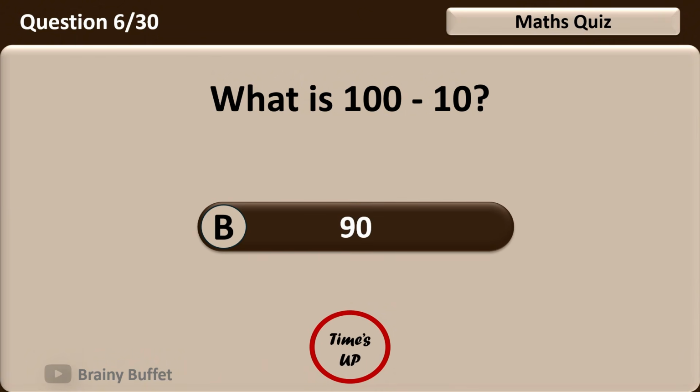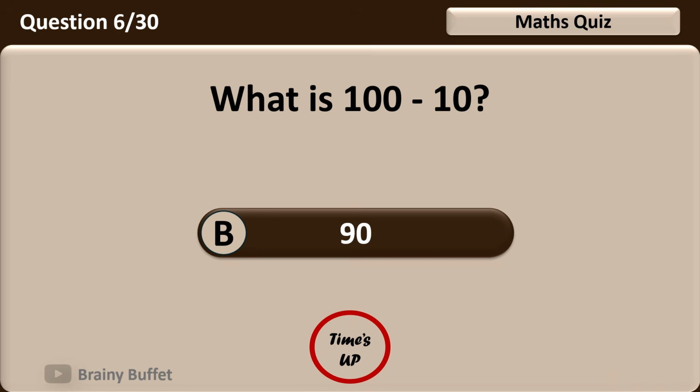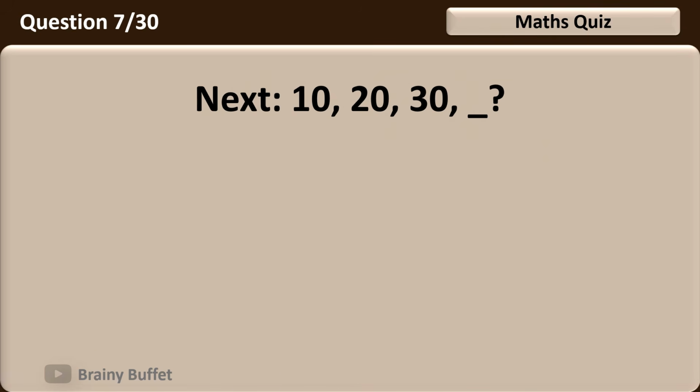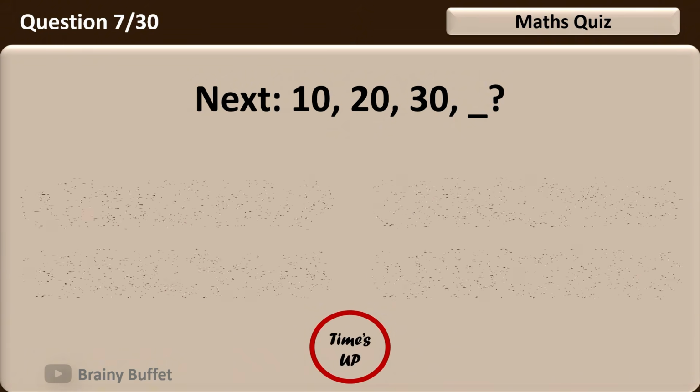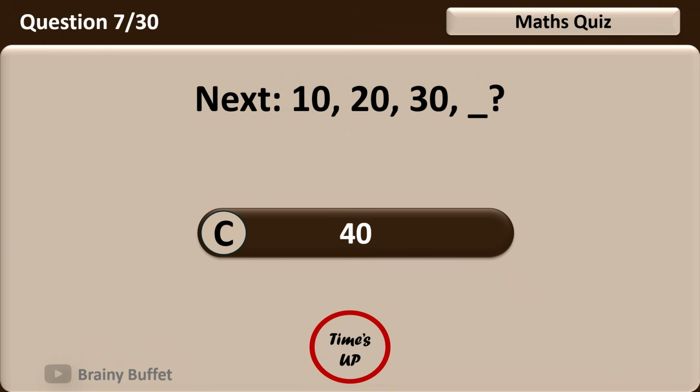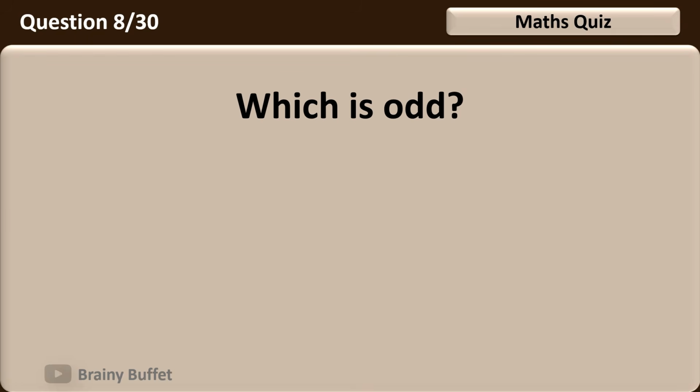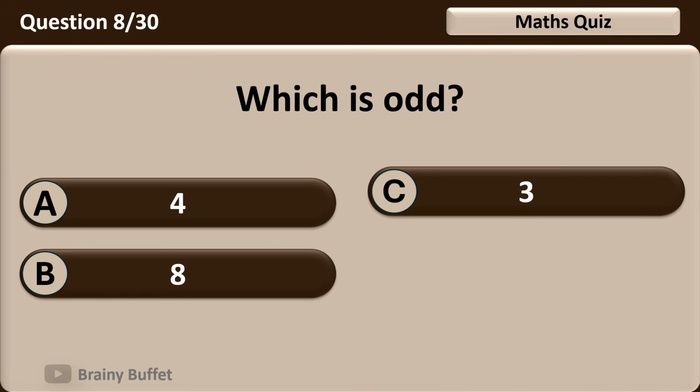The correct answer is option B, 90. Question 7. What comes next? 10, 20, 30? The correct answer is option C, 40. Question 8. Which number is odd?